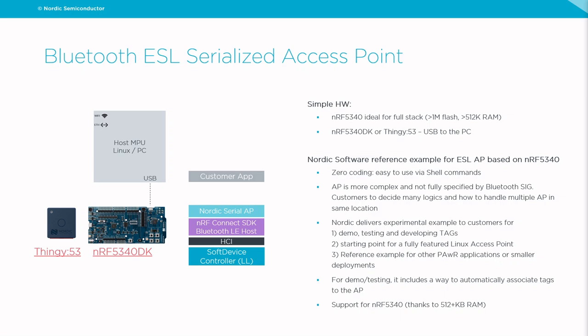This access point comes in two operating modes. One is the automatic association of tags, mainly for testing and out-of-the-box experience, and we will see this at the end of this training in the final demo. And one is manual operation, when a host PC has full control on all the operations of the access point. Both these operations of the access point are explained in the Nordic Bluetooth ESL tutorial, and more information on this is provided at the end of this presentation.